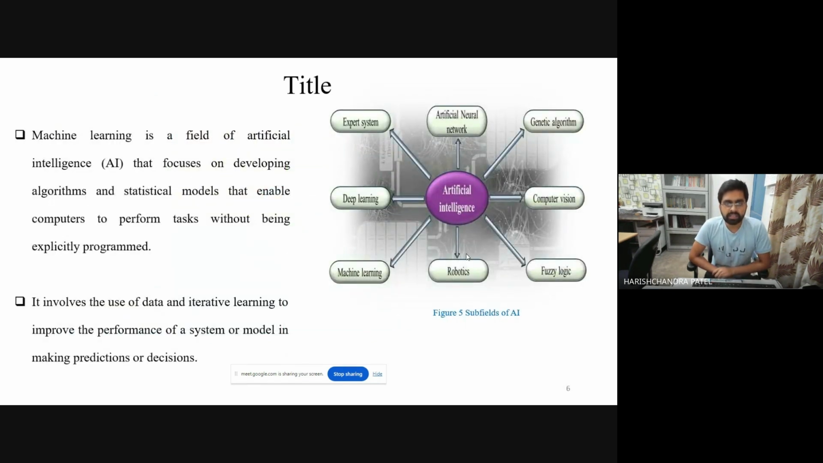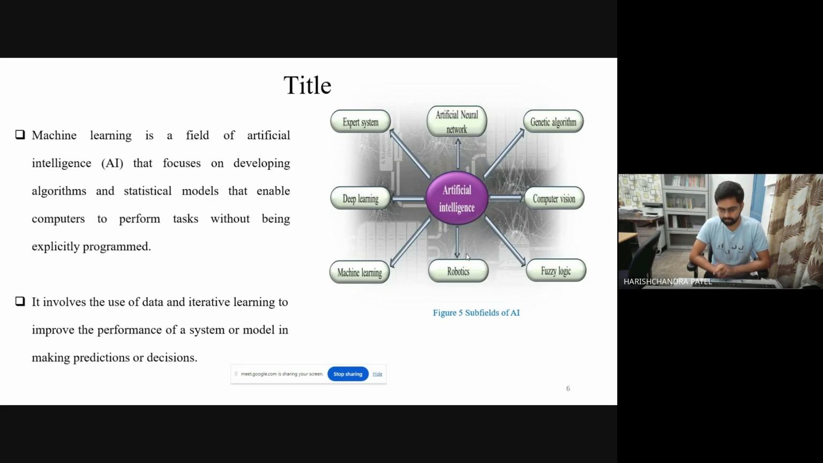Machine learning is the branch of artificial intelligence that focuses on developing algorithms and statistical models that enable computers to perform tasks without being explicitly programmed. The subfields of artificial intelligence include computer vision, fuzzy logic, genetic algorithm, artificial neural network, expert system, deep learning, and machine learning. It involves the use of data and iterative learning to improve the performance of the system or model in making predictions or decisions.